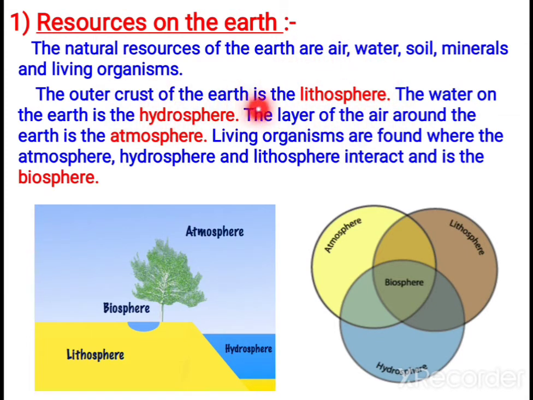And water on the earth is the hydrosphere. It can be pond, lake, ocean. So whatever the water on the earth, you call that the hydrosphere. And the layer of air around the earth, you call that the atmosphere. And the living organisms found in the atmosphere, hydrosphere and lithosphere, they interact and it is the biosphere.